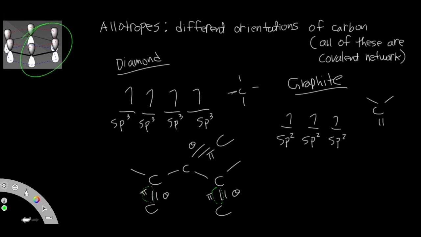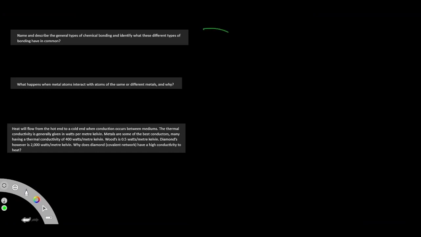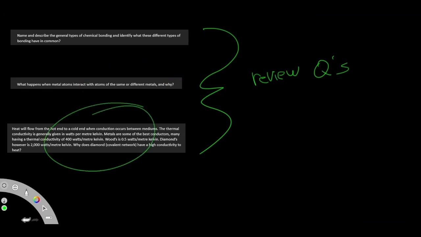If we look here specifically, this was what I was talking about. The pi bonds are organized in such a fashion, one on top and then one below. And these are the review questions that I want you to look at. Let's have a look at each one. Number 1: name and describe the general types of chemical bonding and identify what these different types of bonds have in common. Number 2: what happens when metal atoms interact with metals of the same or different metals and why. And lastly, we're looking at thermal conductivity, so how well it conducts heat.